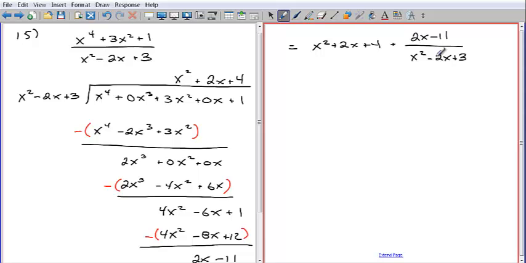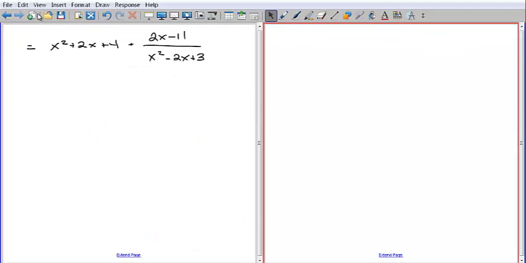Okay, there's 2-1, 2-2, 2-3. So x squared plus 2x plus 4, 2x minus 11 over. Okay, got the right answer. Okay, and I've got my place marked in the book. Next problem, 25. No, not 25, 20.